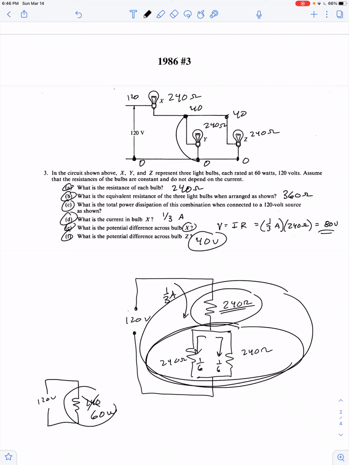Okay, we can add a final question, part G. It wasn't assigned on this exam, but we can say, what's the power consumption of each individual bulb? Let's see, now we know everything we need to know about bulb X. It has a resistance of 240 ohms, it has a current of 1/3 of an amp, and it has a potential difference across it of 80 volts. And we know everything we need to know about bulbs Y and Z. They have a resistance of 240 ohms, a current of 1/6 of an amp, and a voltage of 40 volts.